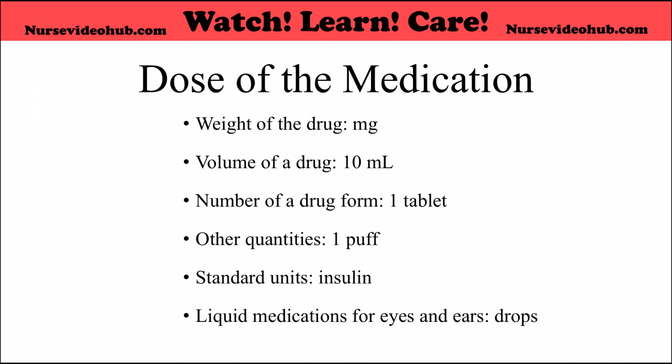The dose can be written in different formats. For example, the dose of the drug can be indicated by its weight, written in milligrams, by its volume, written in milliliters, the number of the drug form, such as one tablet, by other quantities, such as one puff when dosing an inhaled metered dose medication, in standard units, such as 10 units of insulin, or by drops when prescribing liquid medications for the ears and eyes.